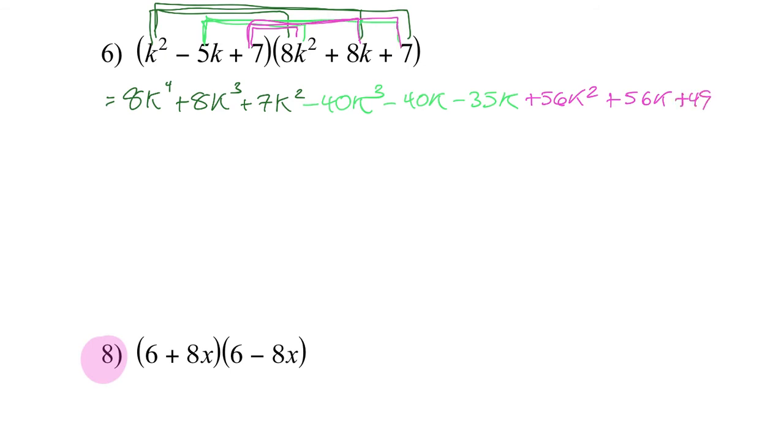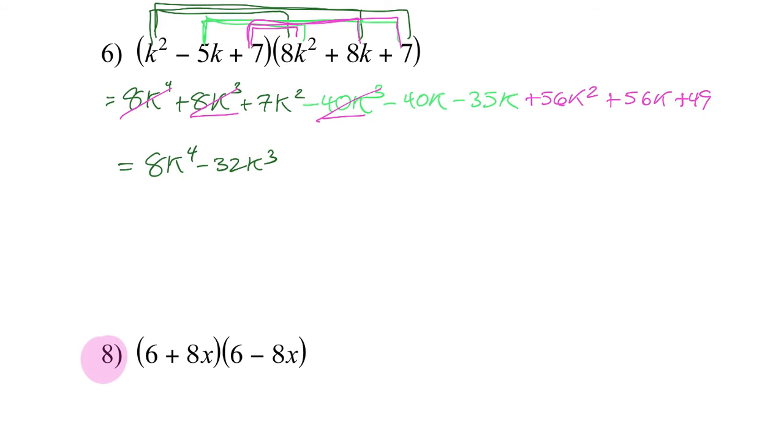Right? And let's go 8k to the fourth. We should not have anything else. Now let's take the k cubed. So I got this one, that one. So that means that I got negative 32k cubed. Let's cross them out so I don't get confused that I didn't use them.